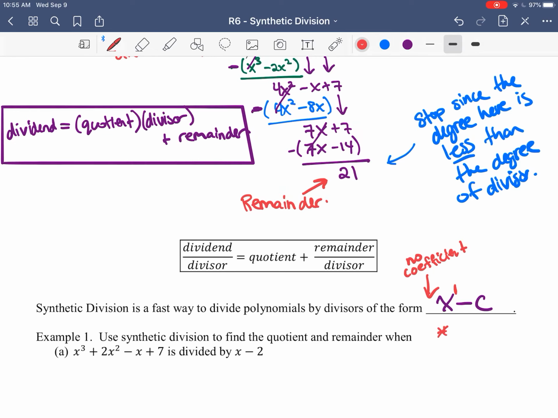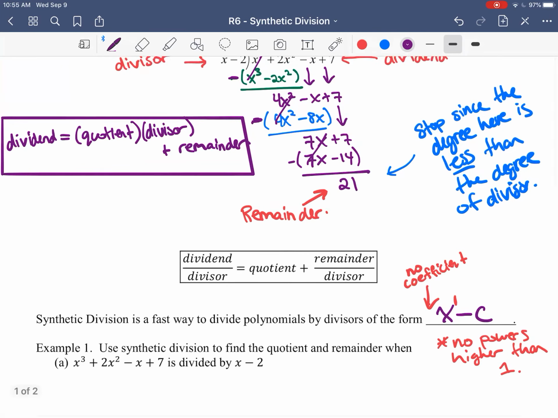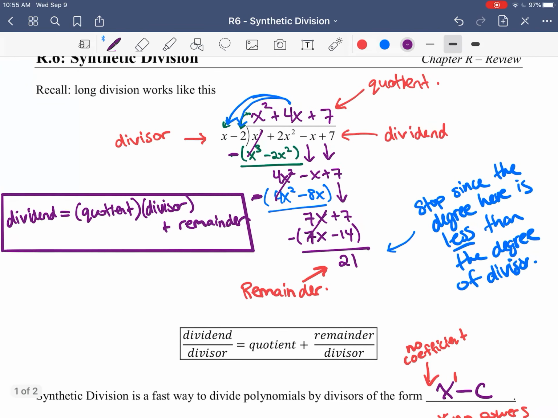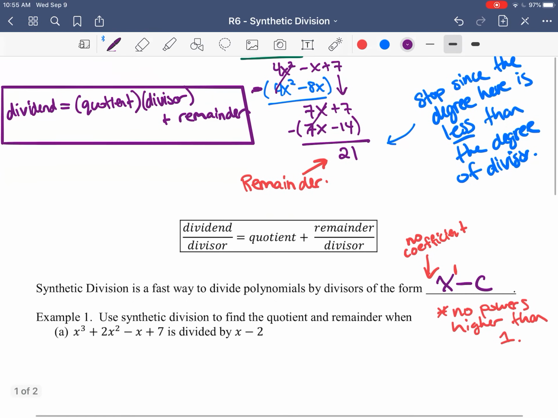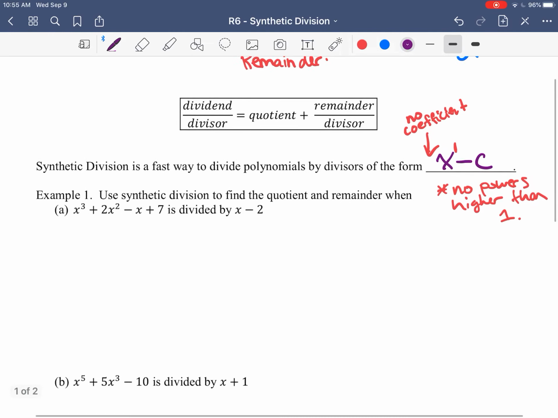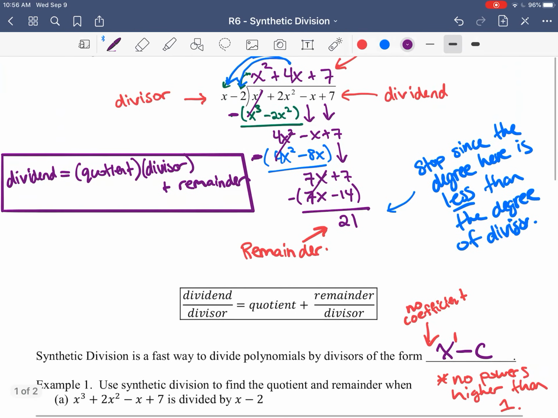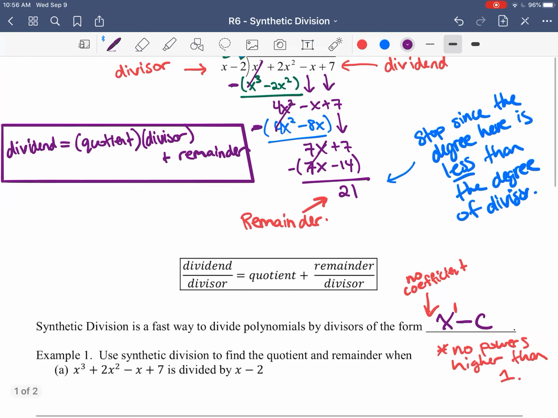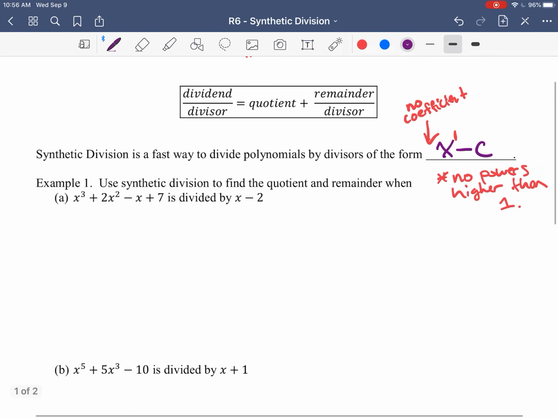We call them linear factors, with no powers higher than 1. So if you want to divide something that has a coefficient there or has a power bigger than 1, you have to use polynomial long division. Synthetic division only works when you're dividing by x minus c. So let's do an example. In fact, we're going to do the exact same example that we just did above using synthetic division.